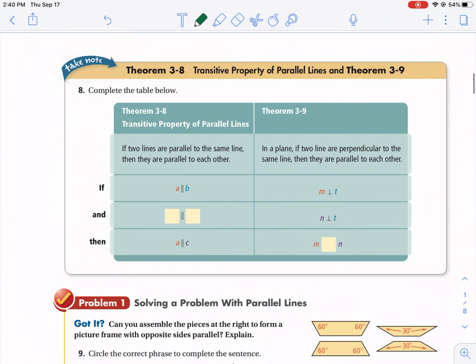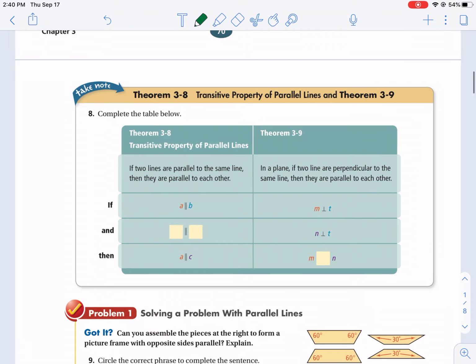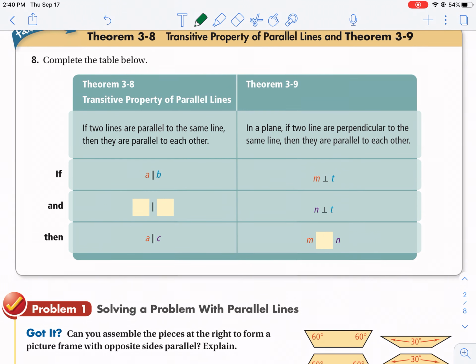Now, here's our new ideas for the day. Parallel and perpendicular. And it's based on this transitive property of parallel lines. So if I tell you that A is parallel to B, these you do need to write down. The transitive property of parallel lines. If two lines are parallel to the same line, then they are parallel to each other.